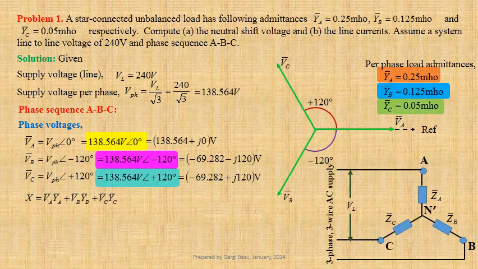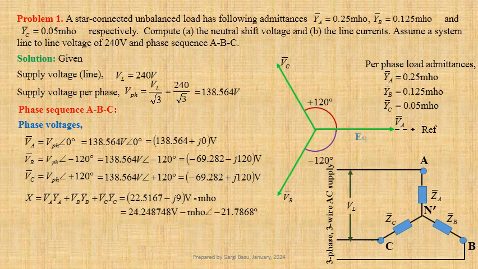Using values we get X equals 22.5167 minus j times 9 volt mho. In polar form, this may be written as 24.248748 volt mho at an angle minus 21.7868 degree. Now we shall calculate equivalent admittance.